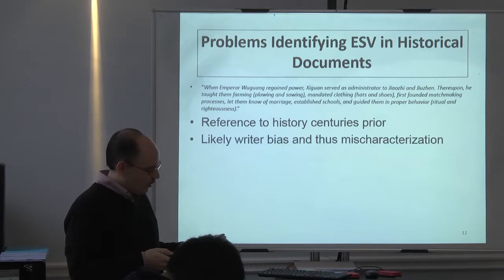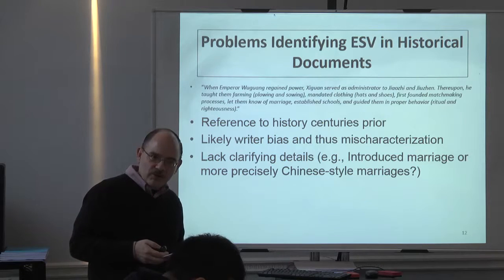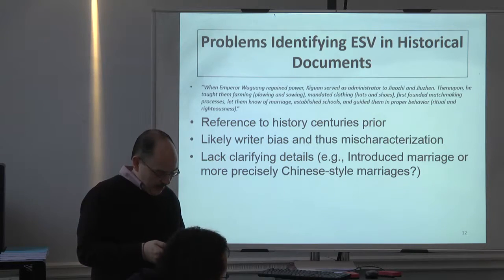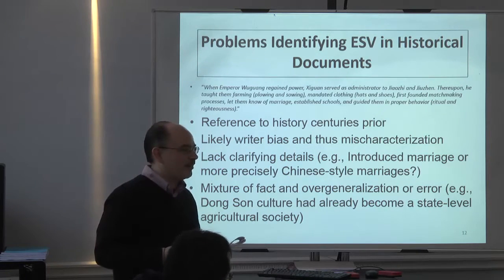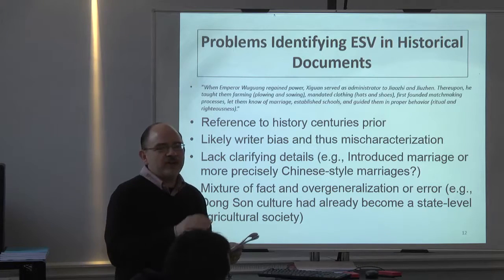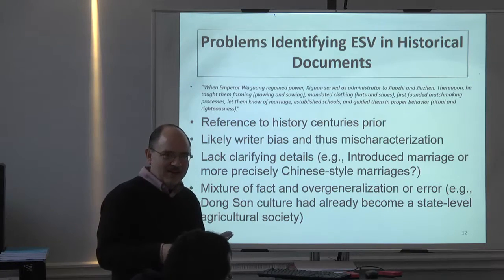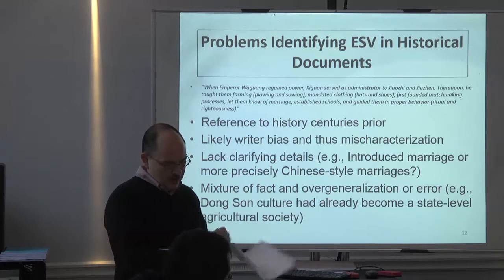There are reconstructible forms for these kinds of things in Proto-Austroasiatic for some of these things. In addition, the Dong Son culture had already reached a state-level society, and they had wet rice agriculture for some centuries before. So, what does this mean when the document says Xi Guang introduced these things? Well, certainly there were some administrative pushes to do certain things. So we have to take the evidence skeptically, but it's certainly useful to consider it as a source of extra-linguistic data.